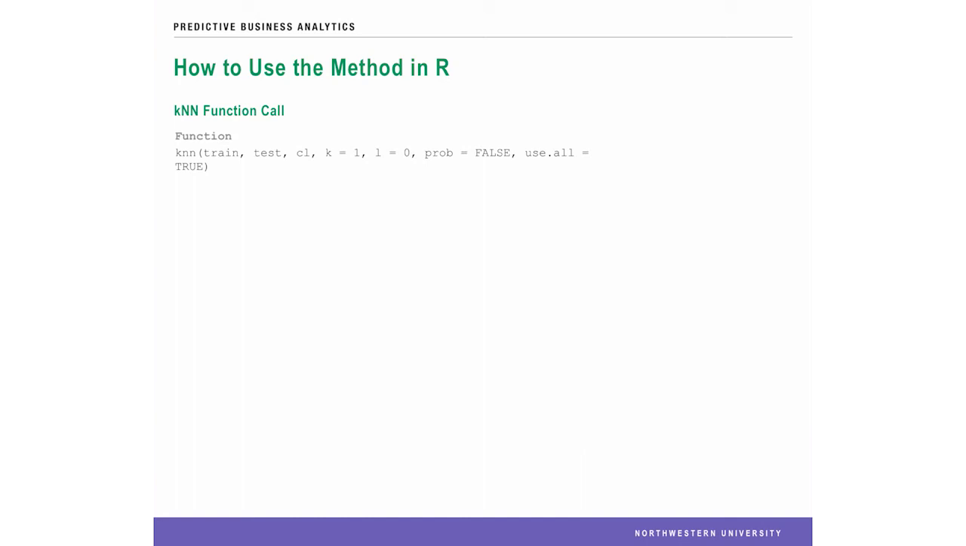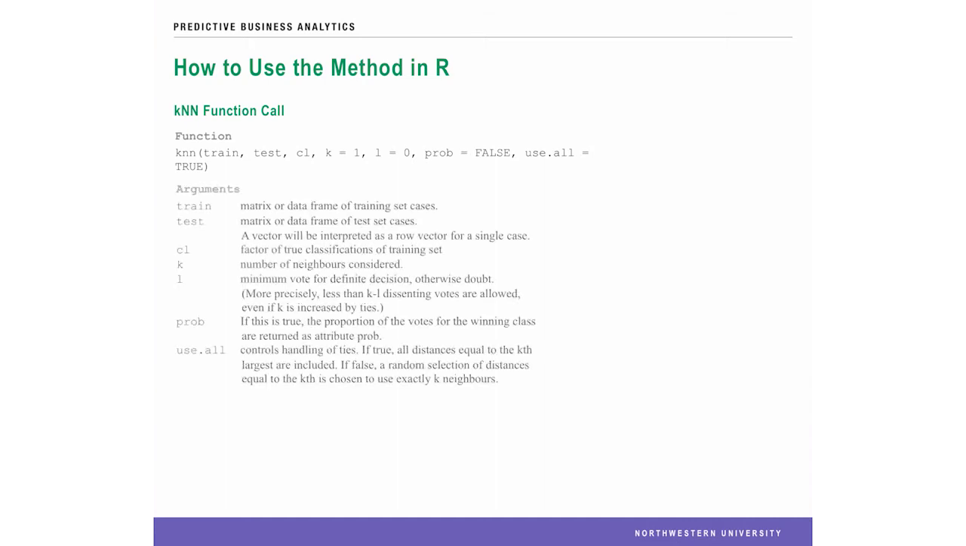If we look at the function call, we can see that the parameters are laid out as follows. Train is the training dataset that we will be using to calibrate the model. Test is the test dataset we will be minimizing the errors from. CL is the actual classification of the test dataset. K is the number of neighbors considered. L is how we would like to assign classification if there is a tie between the nearest neighbors.